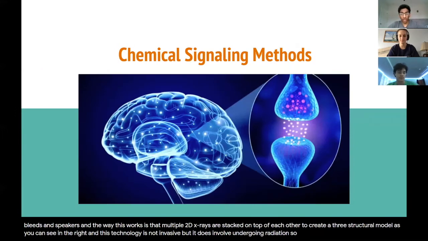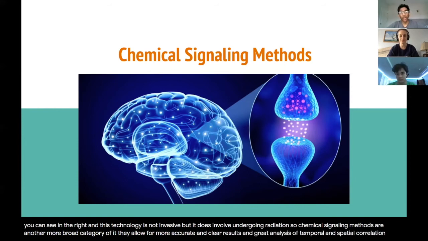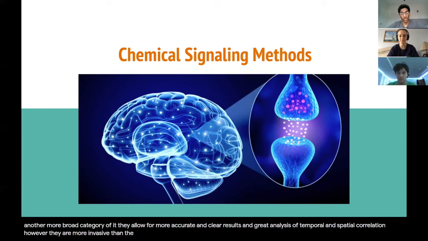So chemical signaling methods are another more broad category of experimental and correlational studies. And generally they allow for more accurate and clear results and great analysis of temporal and spatial correlation. However, they are more invasive than the other forms of studies.